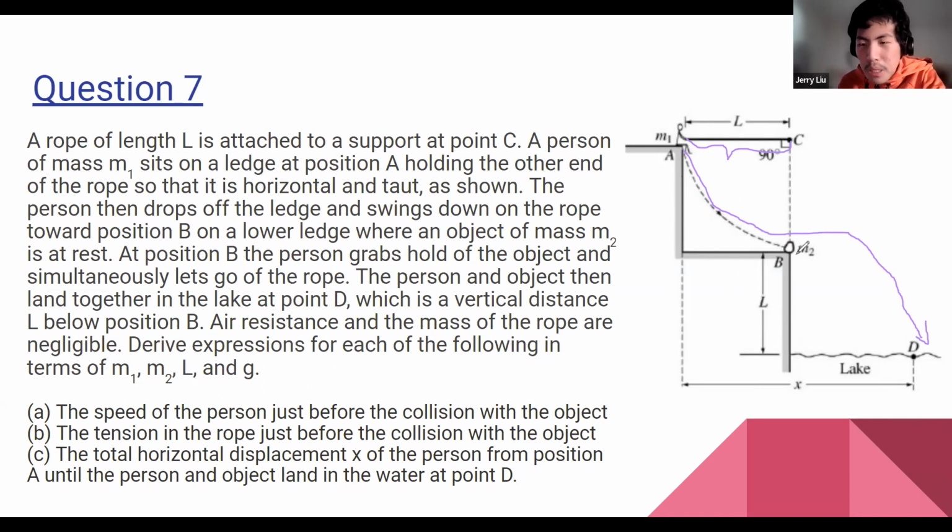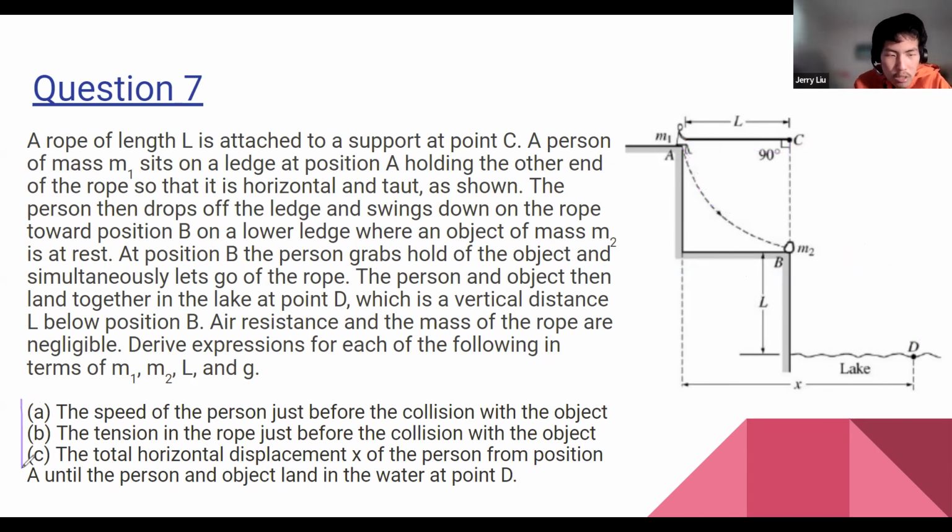Let's say it's like a bag or something, and then this person and this object M2 would start falling towards the lake, hit here at D. We're going to ignore air resistance and rope mass because let's just assume the rope is really light and it just complicates things further. We also know that D is a vertical position L, that's the length of the rope, directly below B.